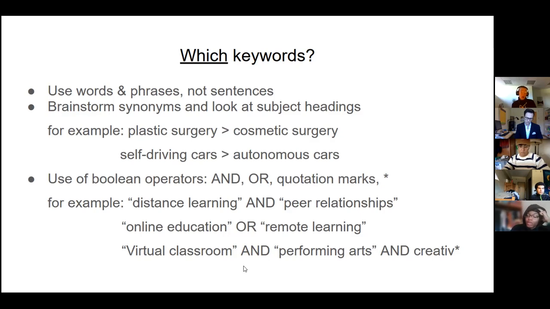Then this one's a little more complex, depending on what your topic is. And this is why coming to a librarian might be helpful. Searching virtual classroom as a phrase, and performing arts and creative. You'll see that asterisk there. What is that doing? It's actually expanding the possibilities. It could be creative, creativity, and every other variation you could possibly think of. We call it truncation. You don't need to know that word, but it gives me multiple options by just putting in the root word and not putting the end of that on the word.